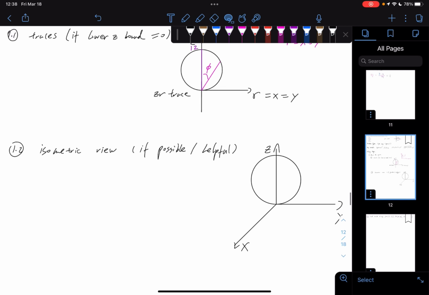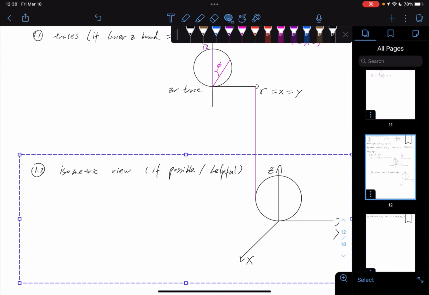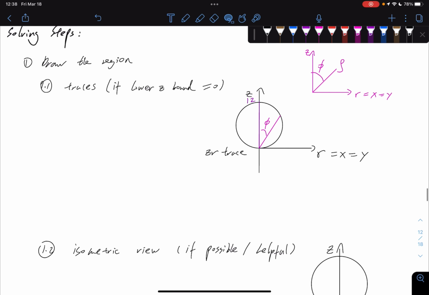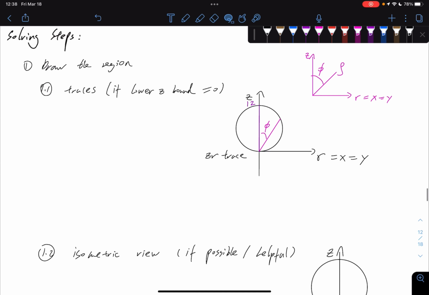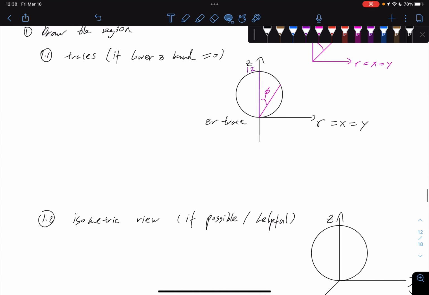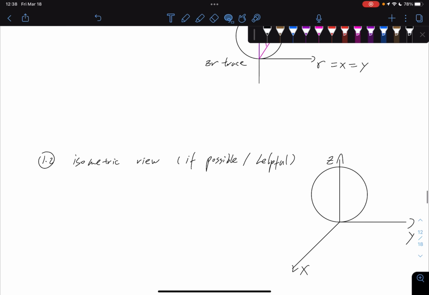So let's start with looking at the traces, right? Let's start with the isometric view this time, because look, this is a sphere and it's axisymmetric, and there's no specification or constraint on my theta. So what should my theta be? Theta 1 should just be 0, and theta 2 should just be 2 pi, because we can revolve around the z-axis 360 degrees, right?